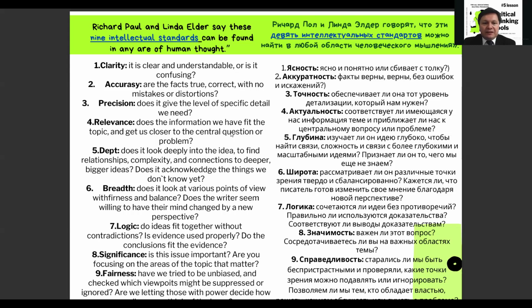Third one, precision. Does it give the level of specific detail we need? Relevance. Does the information we have fit the topic and get us closer to the central question or problem? Depth. Does it look deeply into the idea to find relationships, complexity, and the connections to deeper, big ideas?